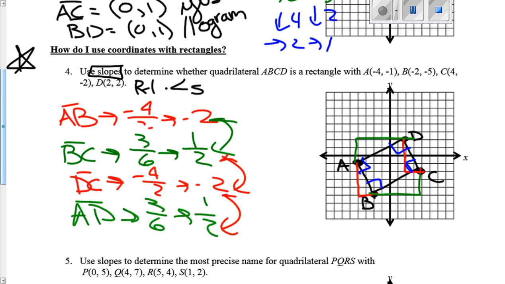So because I proved all 4 angles are right, because anytime the 2 meet, they're perpendicular lines, because BC and DC have opposite reciprocals, AD and DC, AD and AB, and AB and BC. So therefore, I proved that there are 4 right angles. So therefore, it is a rectangle. Yay.